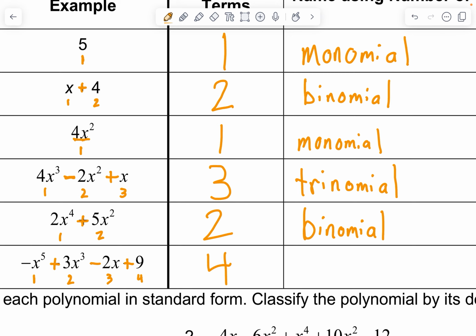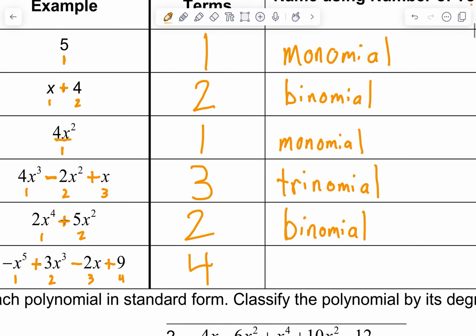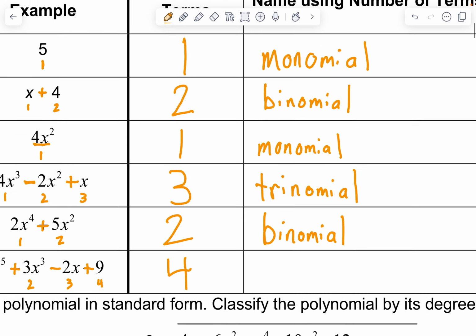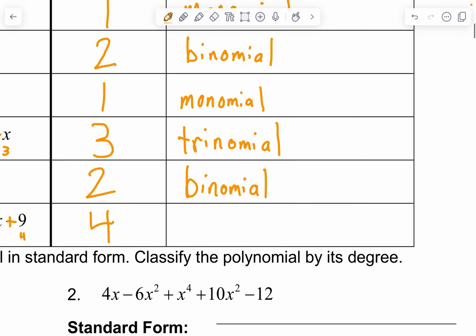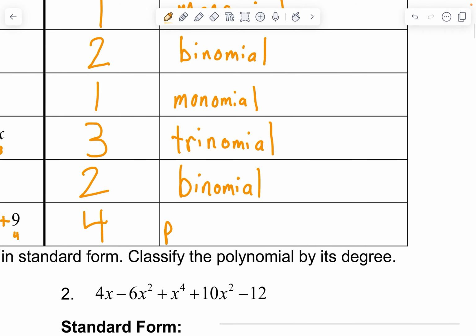And so here's what we're going to do. Once again, I'm sure there's a name for 4 terms, 5 terms, 6 terms, whatever, okay? But we're only going to focus on these 3 words up here. So if you have a polynomial with 4 or more terms in our class, we are just going to call it a polynomial with 4 terms.